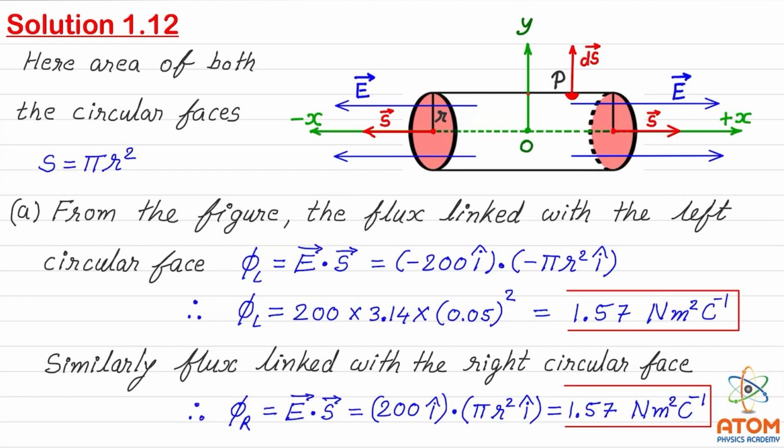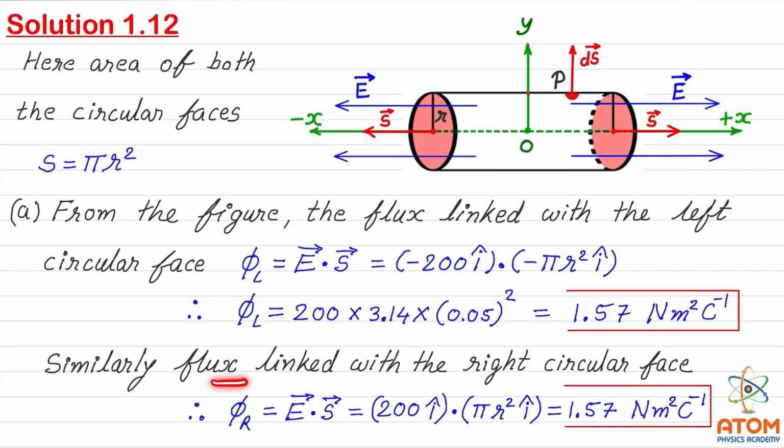Now solving this, you will get 200, pi is 3.14 and r square, r is 0.05 square. So the value of flux phi L is 1.57 newton meter square coulomb inverse.